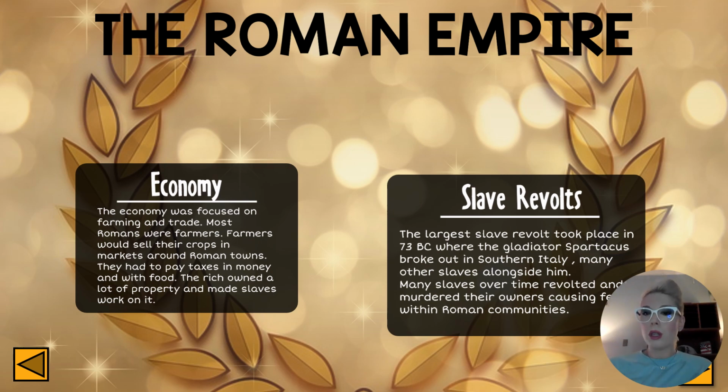So slave revolts: the largest slave revolt in ancient Rome was in 73 BC. Remember, BC is in the negatives, where the gladiator Spartacus broke out in southern Italy. And there's like several movies. There was a series on it. So people have tried to recreate that in film. Many slaves over time revolted and murdered their owners, causing fear within the Roman communities.